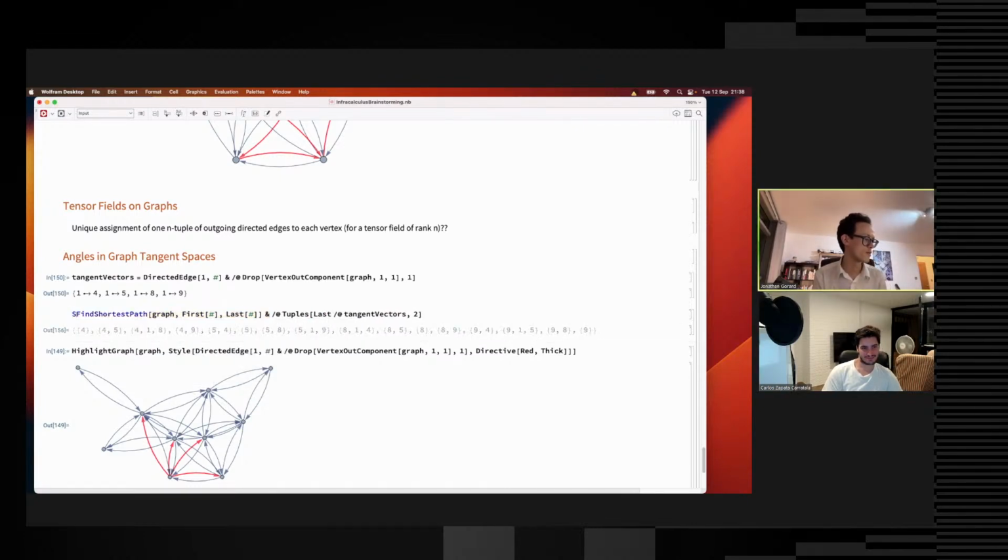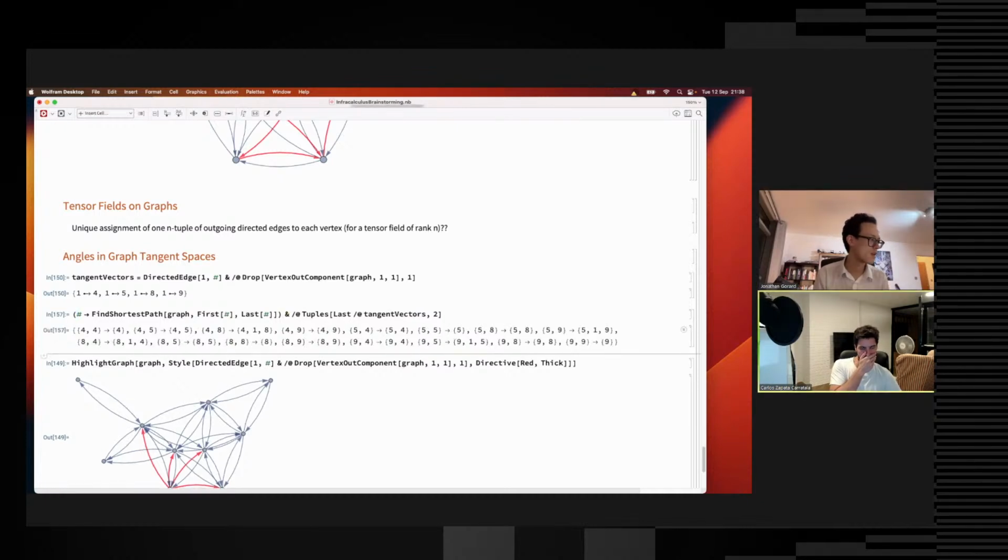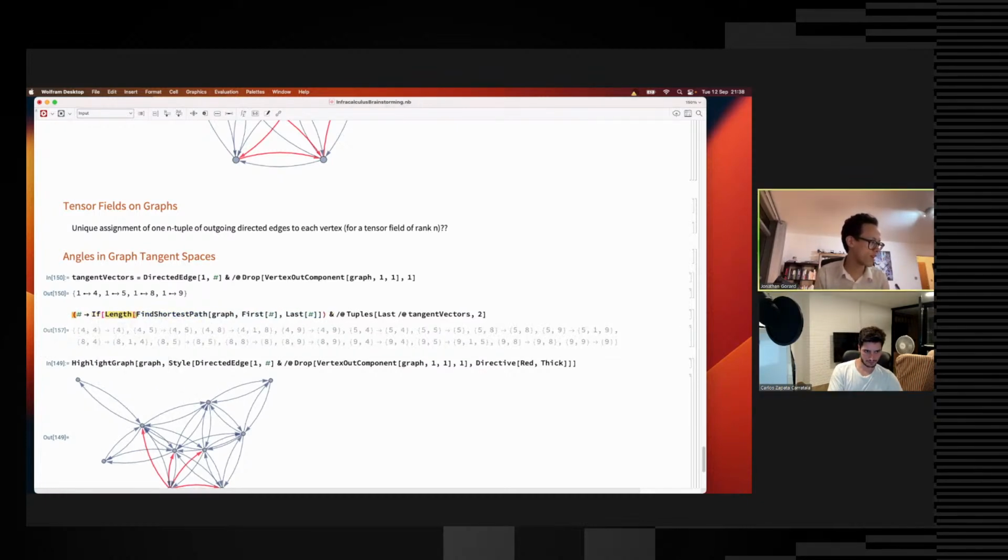Okay, and then we just take, for each of those couples there, and then we say, okay, if the length of that is greater than 1, in other words, if there is a path, then we say that the angle is 0. Otherwise, we'll say the angle is 1.